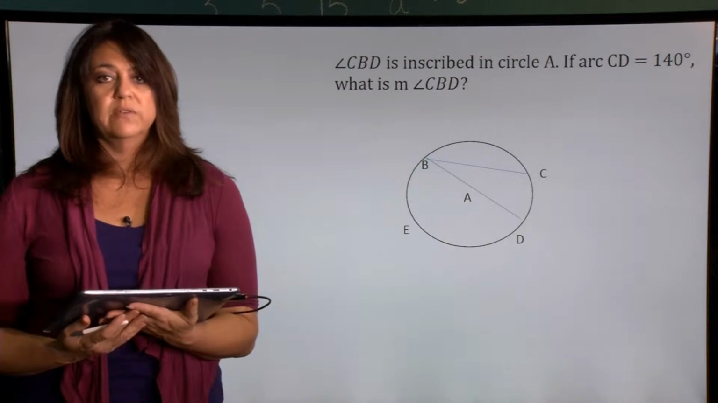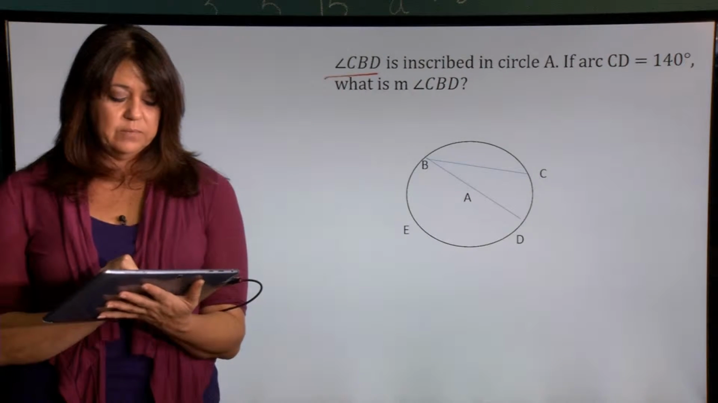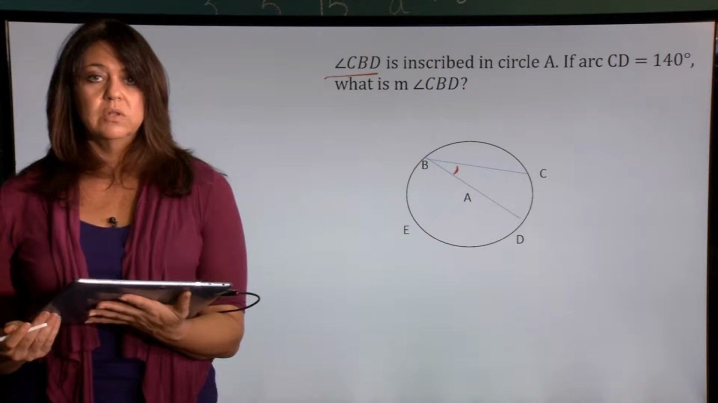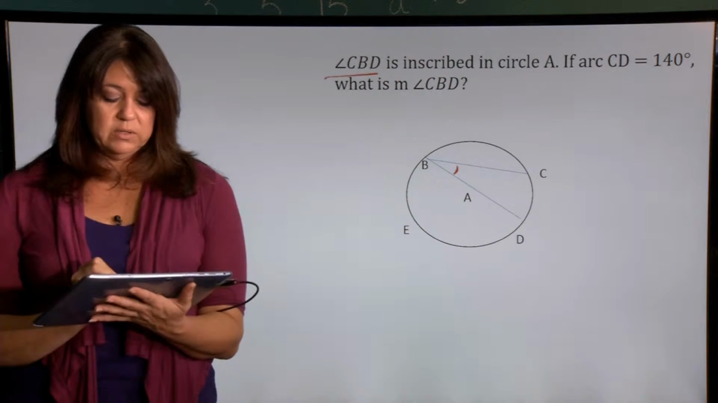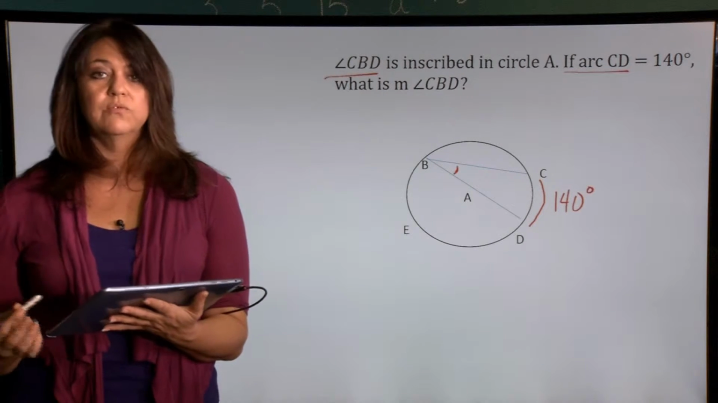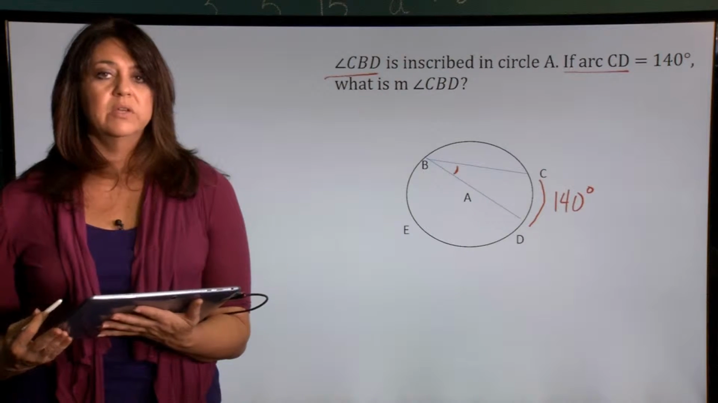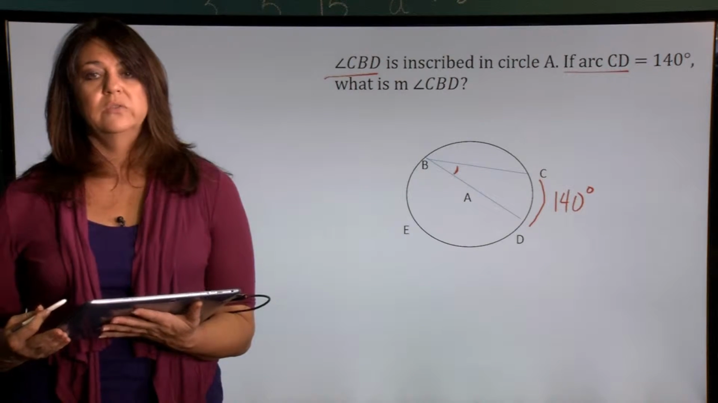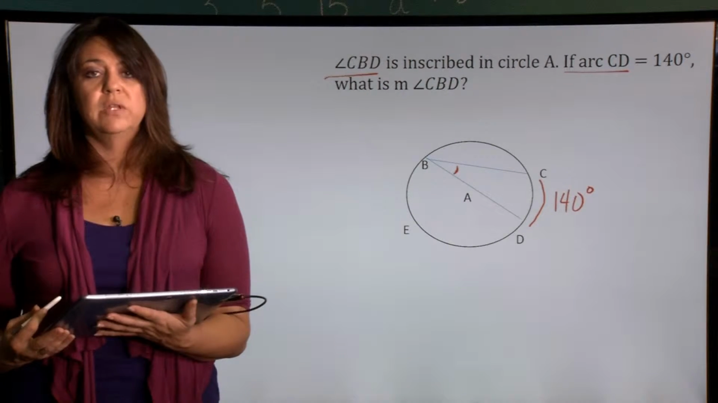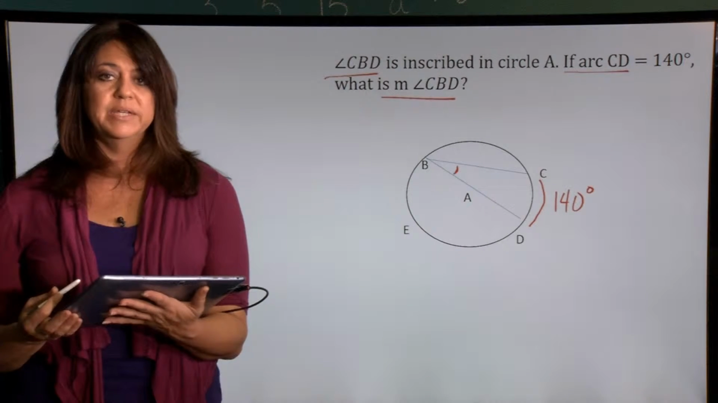This is what your graphics will start looking like. We have angle CBD, which is this angle here. It's inscribed in circle A. We're told that arc CD, which is this here, measures 140 degrees. And make sure you're writing your information that's given onto the drawing so that you can see the information you know and the information you need to find. What is the measure of angle CBD?